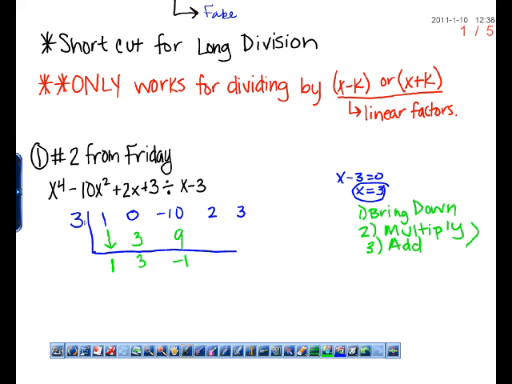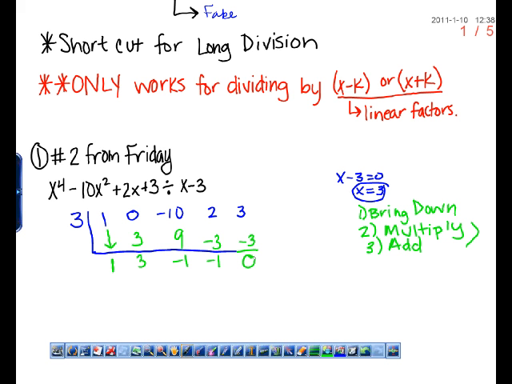Negative 1 times 3, negative 3. 2 plus negative 3, negative 1. Negative 1 times 3, negative 3. 3 plus negative 3, 0.